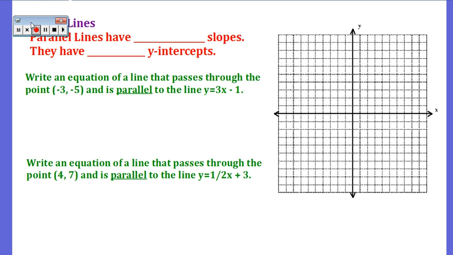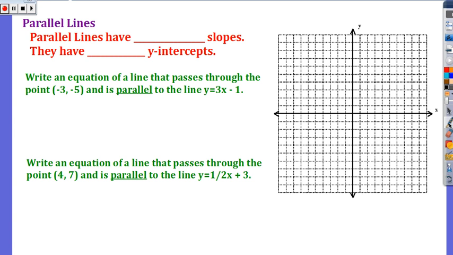Okay, so we're going to talk about writing equations for parallel and perpendicular lines. Just a review from last unit, parallel lines are lines that have the same slope. That means whatever m value they have is going to be identical, but they're going to have different y-intercepts, so their b value will be different. Let's take a look at an example.